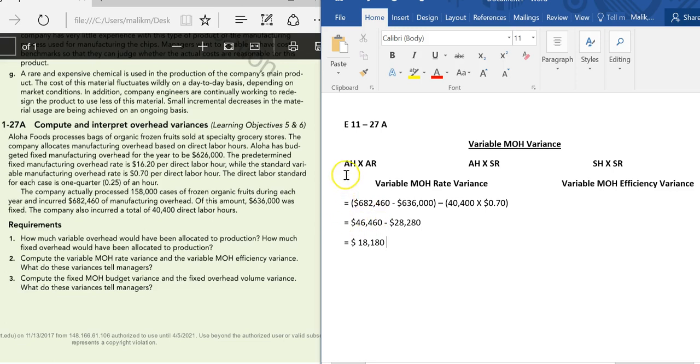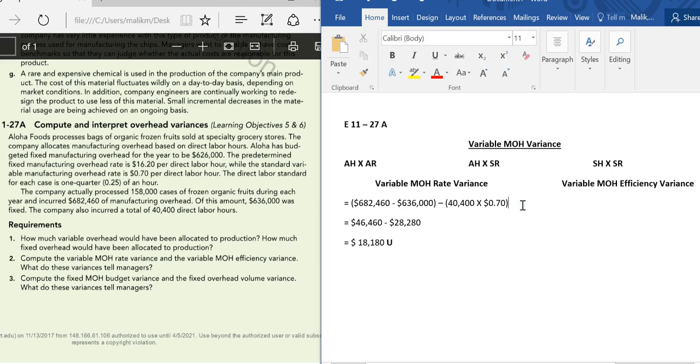So the first box is talking about the actual part. So this is the actual cost, 46,460, and the second part is the standard part, 28,280. Again, all these are costs. So now you see your actual is higher than the standard part, then it's an unfavorable one. And here we see the first part, which is all actual, is higher than the standard part, so we'll call it unfavorable, and you need to write down this little U next to it.